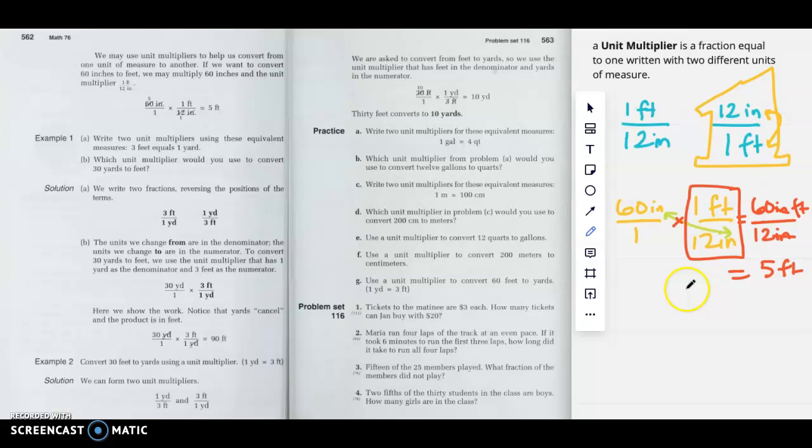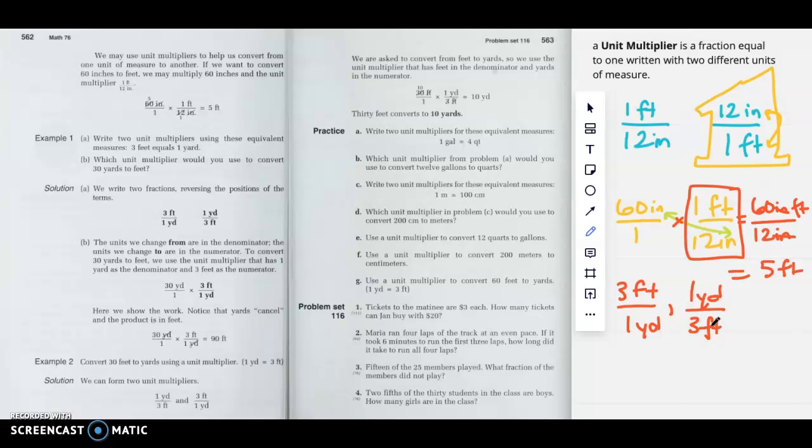So let's do example 1. Example 1 says, write 2 unit multipliers using these equivalent measures. 3 feet equals 1 yard. So we're going to say 3 feet over 1 yard. That represents one quantity. They are the same. Another way to write that would be 1 yard over 3 feet. That is the same amount.